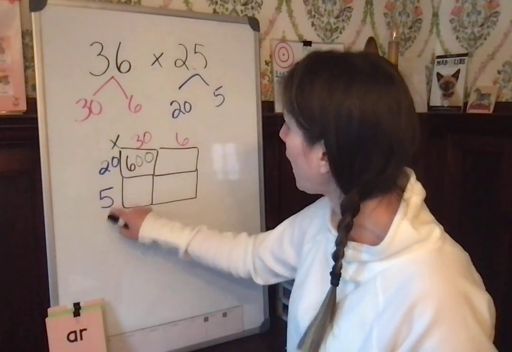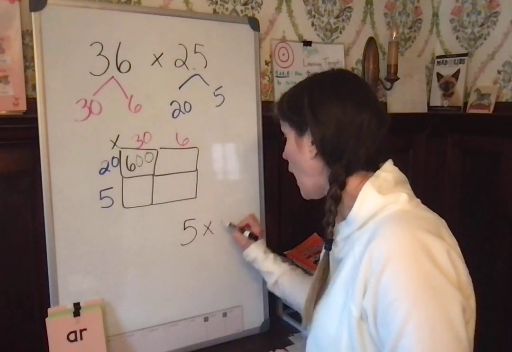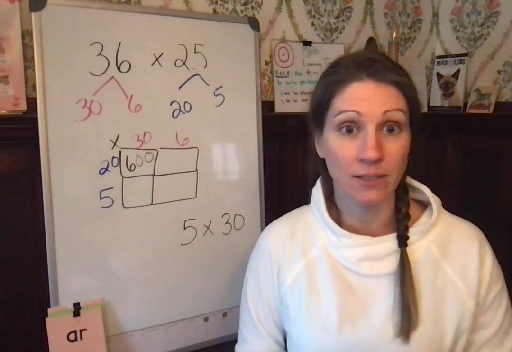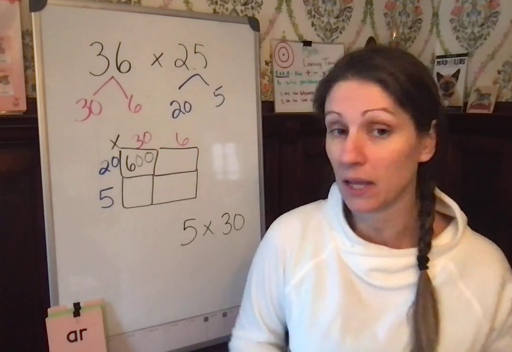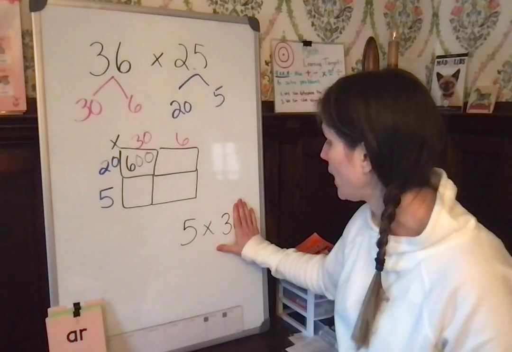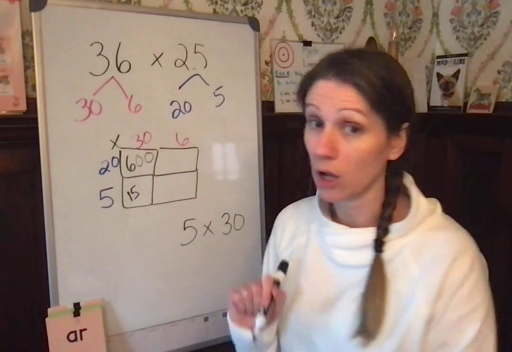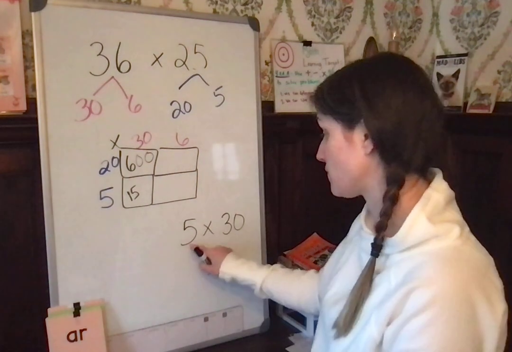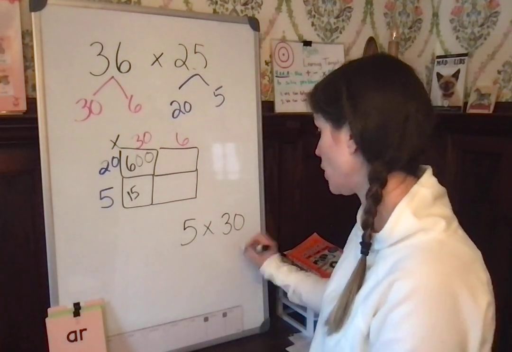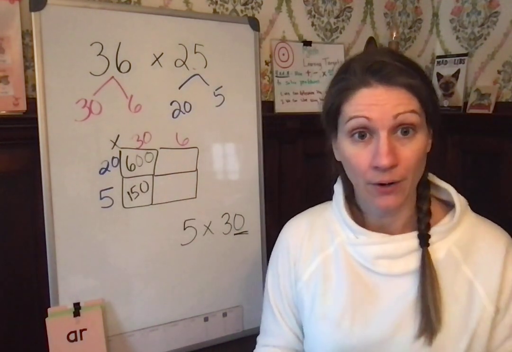All right, now I have 5 times 30. I can do 5 30 times. I can skip count by 5 30 times, but that's going to take way too long. So I'm going to do my trick. I'm going to cover that 0, and I know 5 times 3 is 15. It's not just a 15 because it wasn't just 5 times 3. It was 5 times 30. So I have to take that 0 and put it back on, okay?